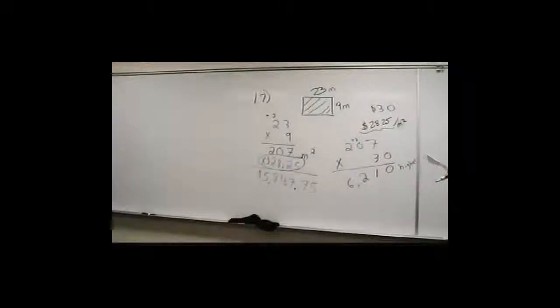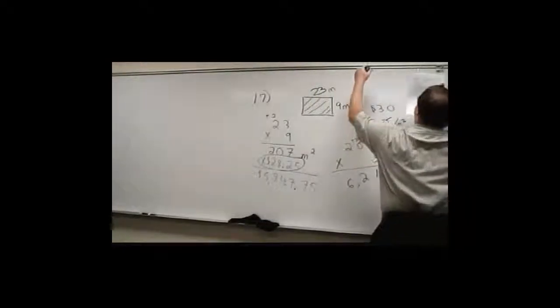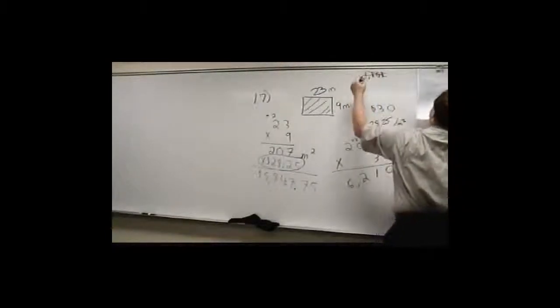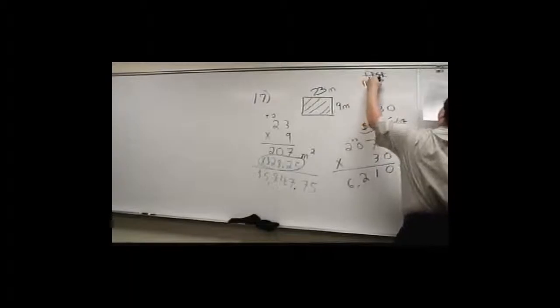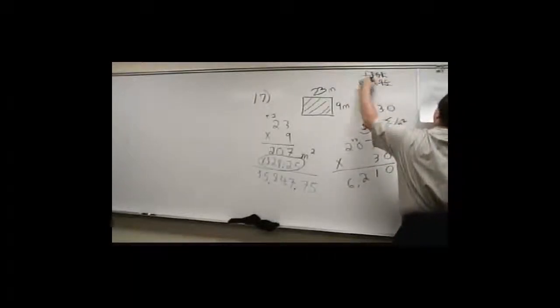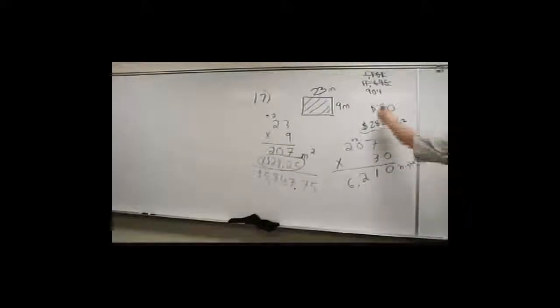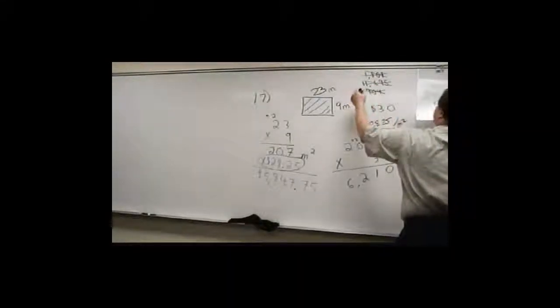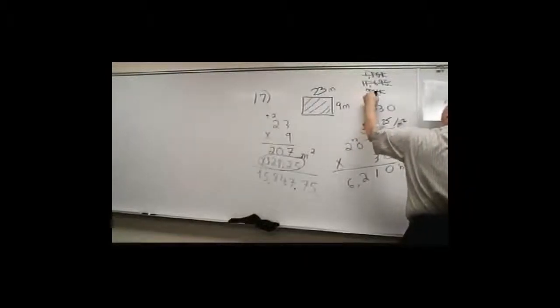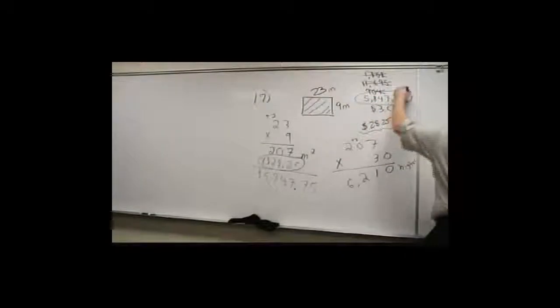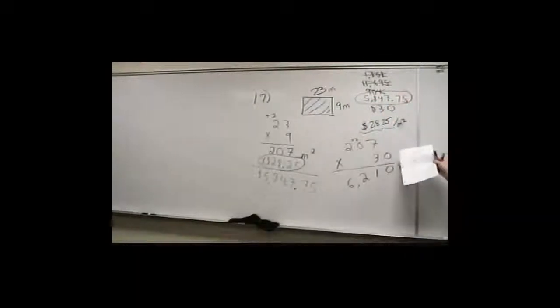And if you look at your choices, your first choice is $1,808. Well, that's wrong. Second choice is $11,695. That's wrong. Third choice is $904. That is less than $6,000, but it's way, way less. Not close enough. And the fourth choice is $5,847.75. So this has to be it, without me doing long multiplication.